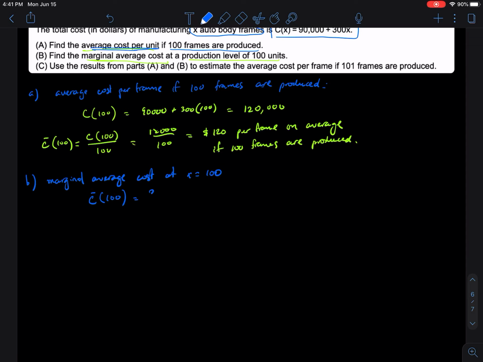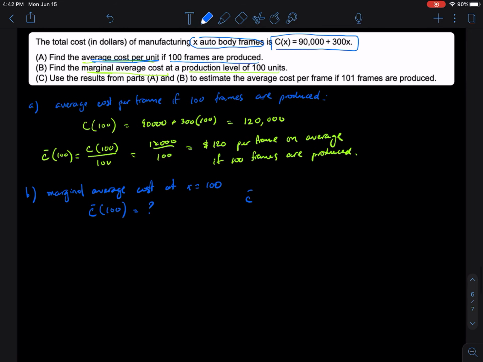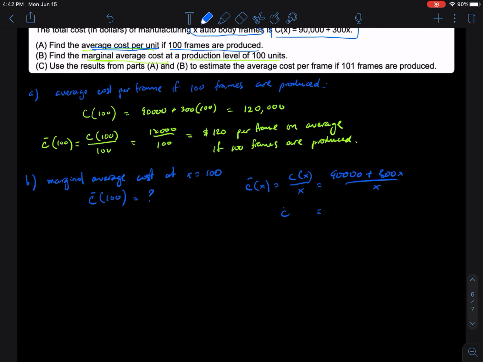Well, we have to find the C bar function first, which is C of x over x. So that's 90,000 plus 300x over x. So C bar of x is going to be 90,000 over x plus 300x over x, so the x cancels. That's just going to be 90,000 over x plus 300. So that's our average cost function.